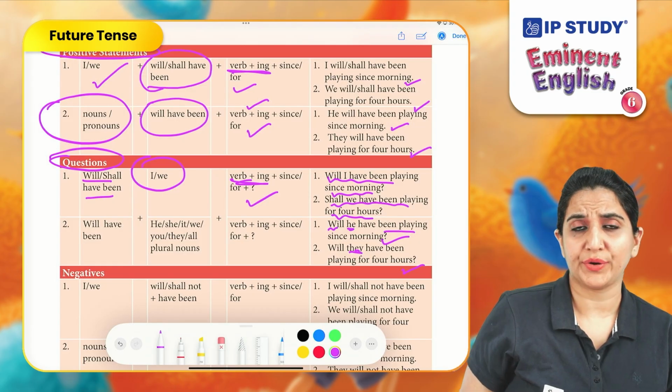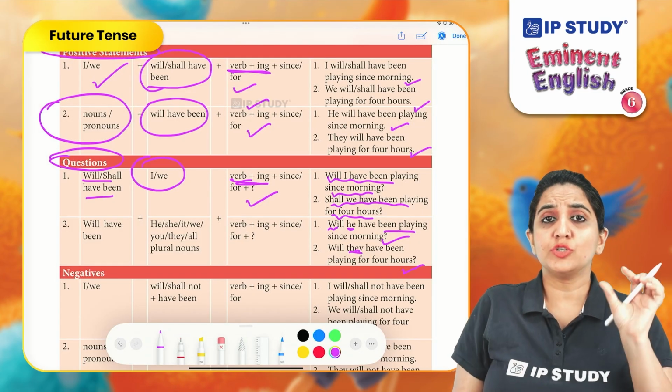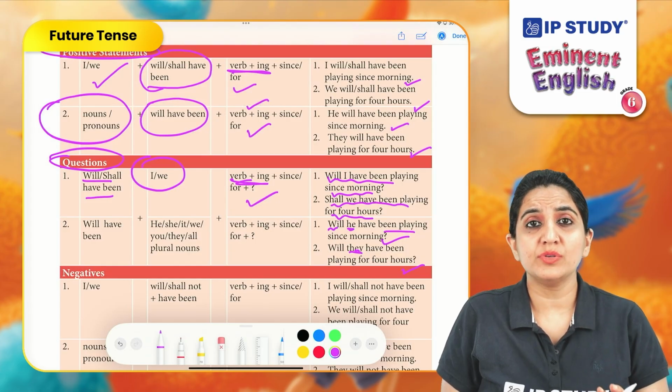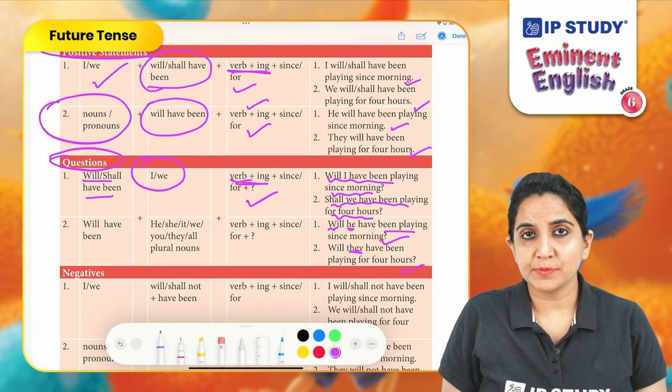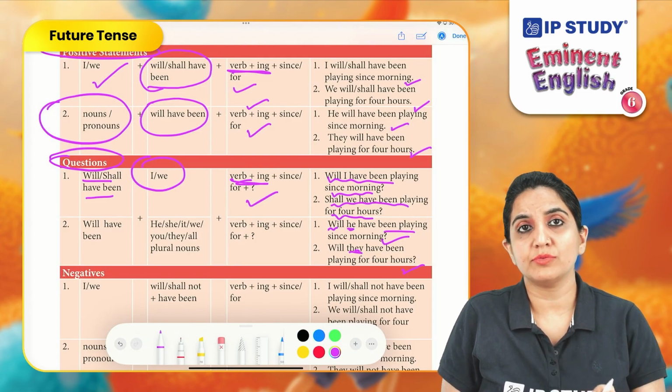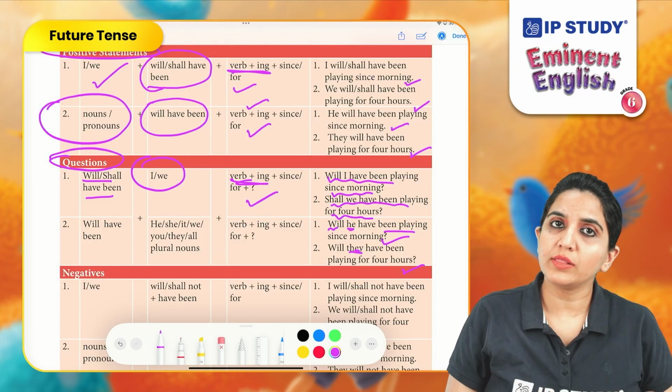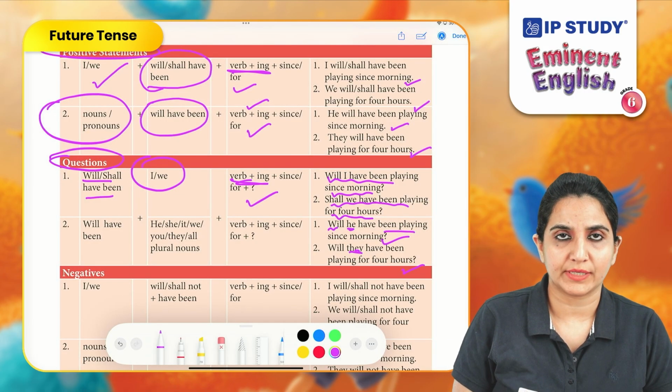It is very important to understand the usage of shall. Shall is only used with the first person singular and plural nouns, that is I and we. But will is used commonly for all the tense forms in the future tense.